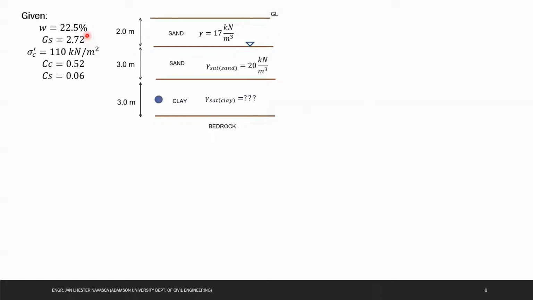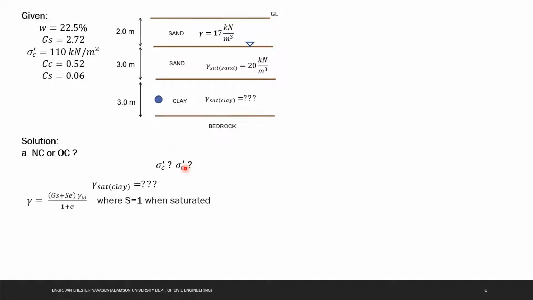Okay, so given all the data, how do we solve for the saturated unit weight of the clay? For the solution, to determine if it is normally consolidated or over consolidated, you just need to check the pre-consolidation pressure versus the effective overburden pressure, or the effective stress at present. So the first thing to do is find the saturated unit weight of the clay. So how to do that?